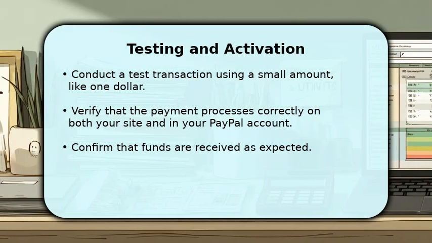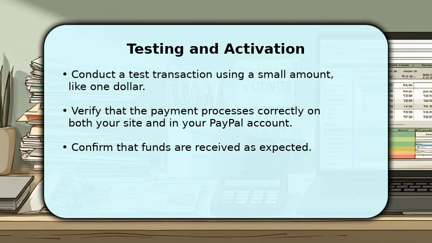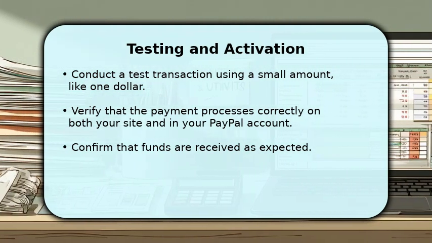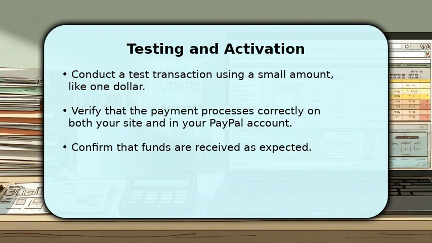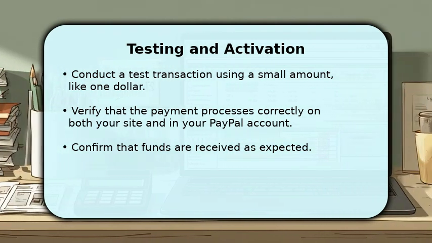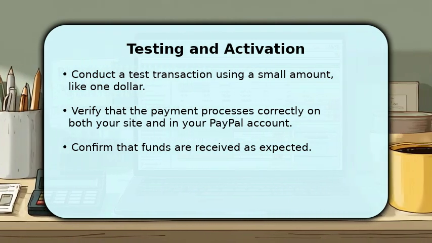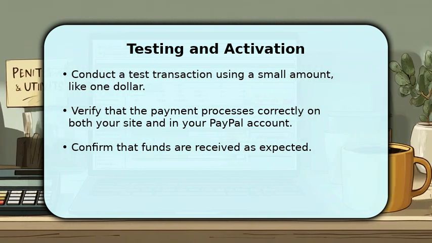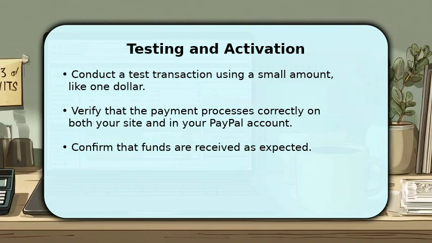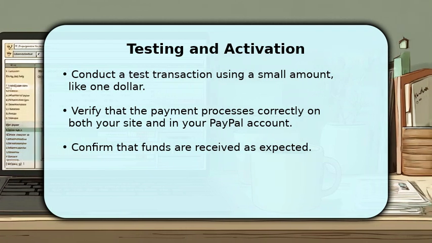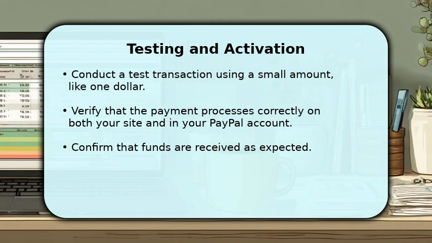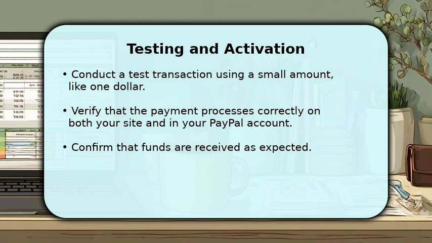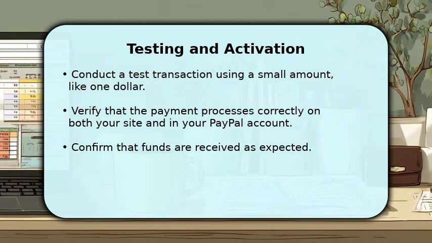Before fully launching, perform a test transaction using a small amount, for instance, $1 or even a fraction of a dollar, like 50 cents. Check your website to ensure the transaction completes smoothly, and then confirm that the funds appear correctly in your PayPal business account. This crucial step verifies everything is functioning as it should be, allowing you to confidently go live.